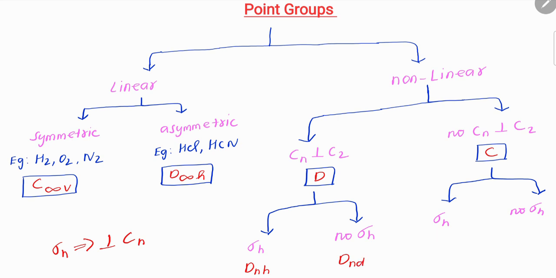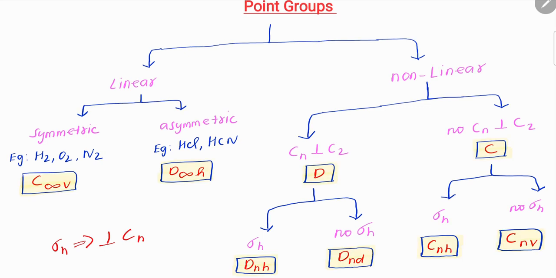And here in C, if sigma H, then the point group is CnH. If no sigma H, then CnV. Kindly note there is no DnV point group or CnD point group. Therefore, these are the ones. That's all about point group. Within a minute, you can identify which point group the molecule belongs to, and that's all.